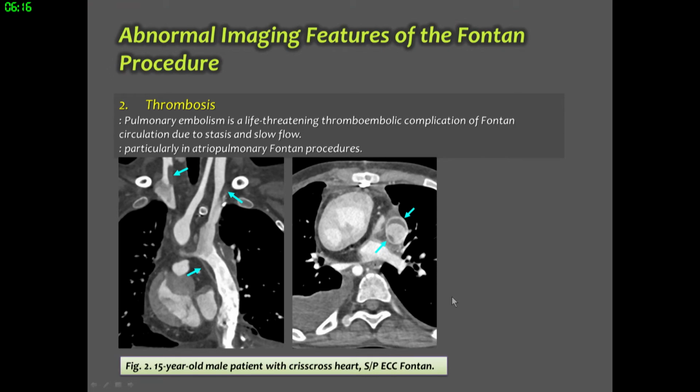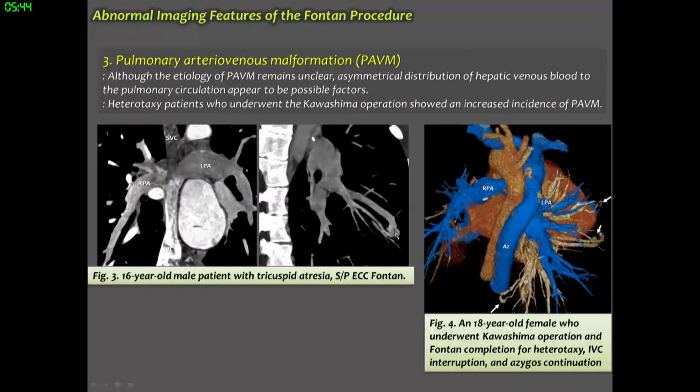Pulmonary embolism is a life-threatening thromboembolic complication of Fontan circulation due to stasis and slow flow. High mortality from thromboembolic event is related to arrhythmia, particularly in atriopulmonary Fontan. This is a 15-year-old male patient with crisscross heart who underwent ECC Fontan operation. CT shows multifocal intraluminal filling defect in bilateral jugular vein and low density wall thickening within the Fontan conduit, which is suggestive of venous and conduit thrombosis.